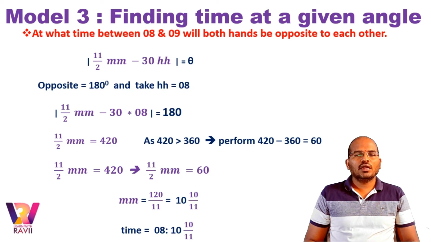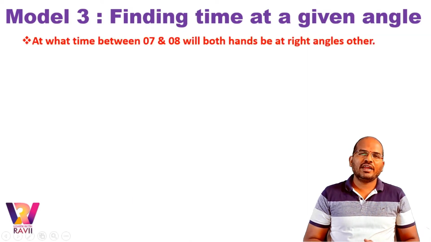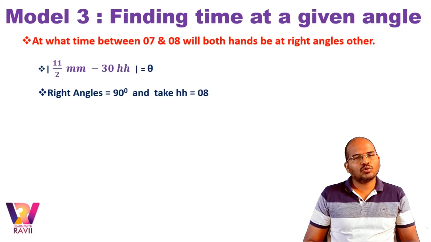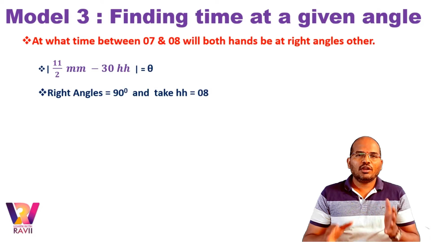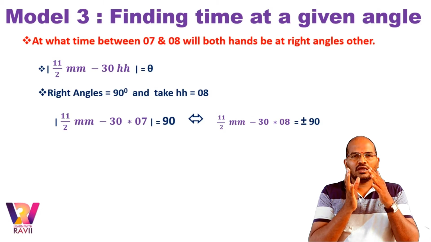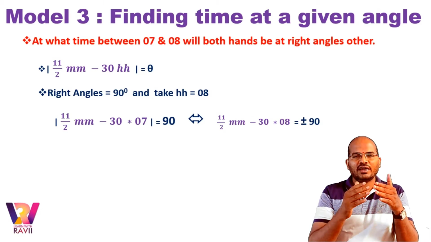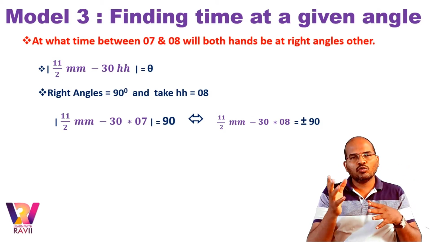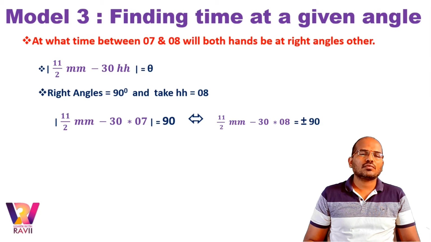Now going ahead. At what time between 7 and 8 will both hands be at right angles? Now for the right angle, if you can visualize, there are two possibilities, isn't it? So the formula is there and the right angle is given as 90. Now we have two possibilities. Why do we have two possibilities? Because common sense says the minute hand and the hour hand will be at 90 degrees in two cases, and as we have the modulo, we remove it, we get plus or minus 90. So case 1 is plus 90, case 2 is minus 90.